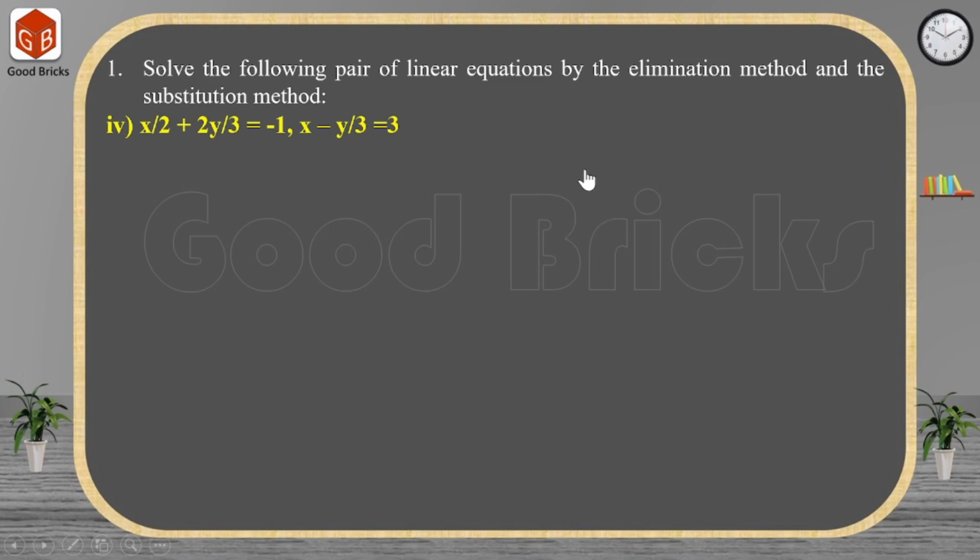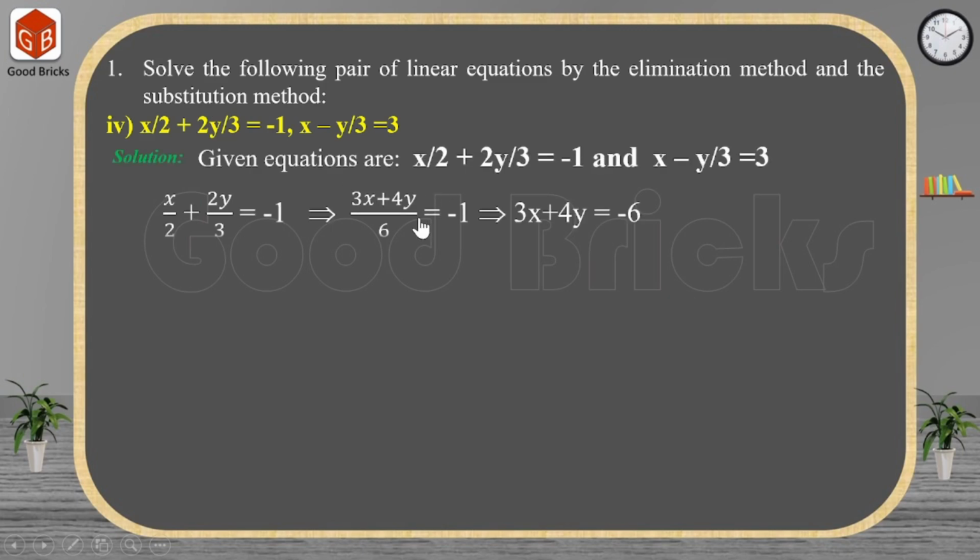Let us solve the fourth bit of the first problem, and these are the equations given in the problem. Now since these are ratios, x by 2 plus 2y by 3 is equal to minus 1, we are going to take the LCM and convert the given equations as shown here.